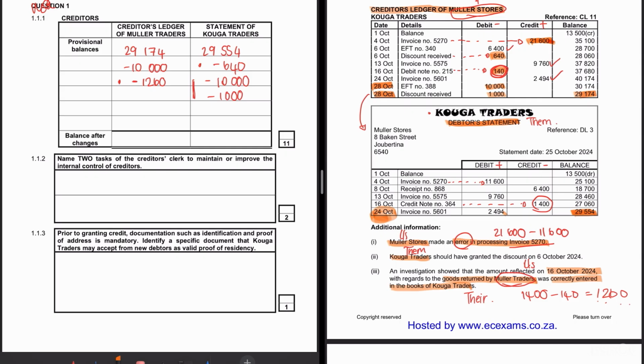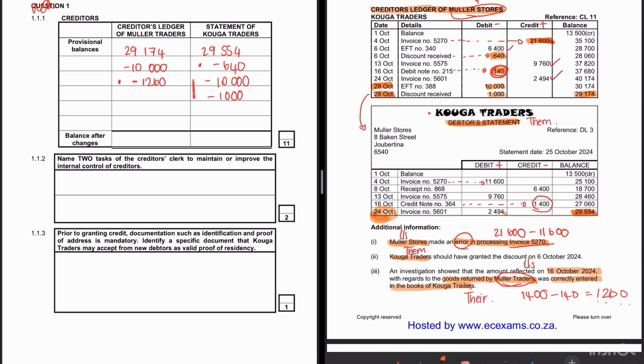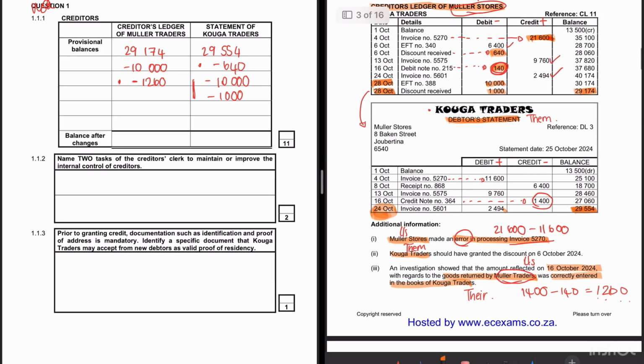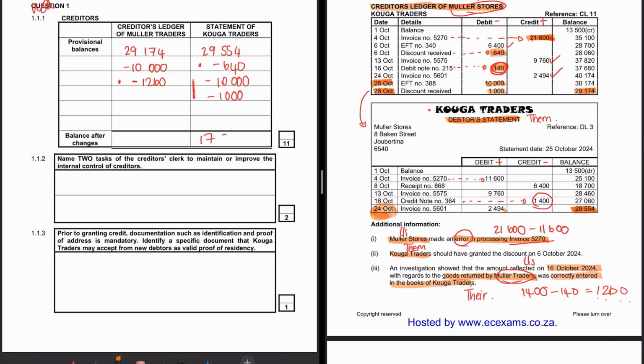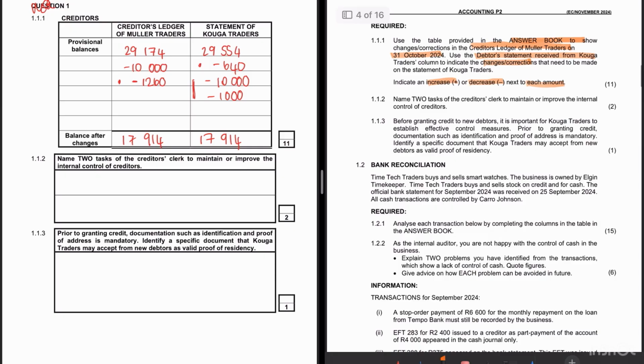Okay, so that's everything. We've accounted for everything. So everything that we have highlighted, we've accounted for. So we are happy. Yes, let's add up our totals. Give you a second to add those up. We should get a total of 17,914, as well as on the other side 17,914. Perfect.